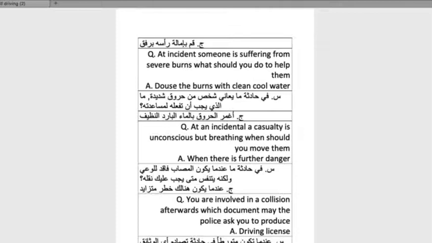At an incident, someone is suffering from severe burns. What should you do to help them?